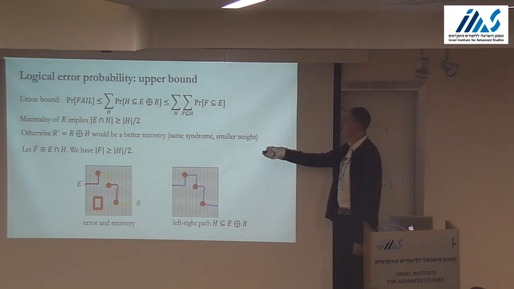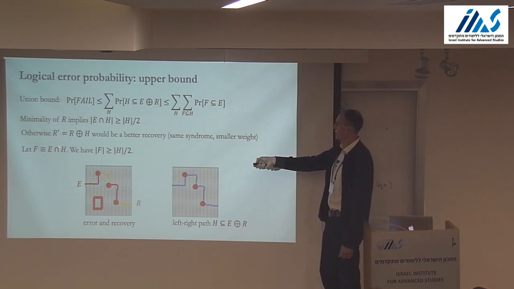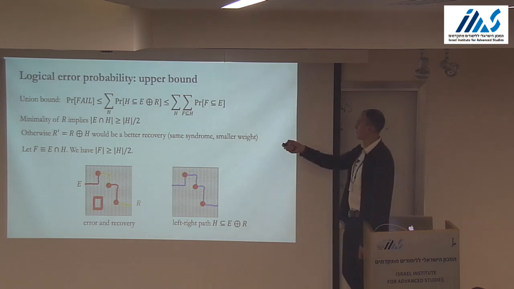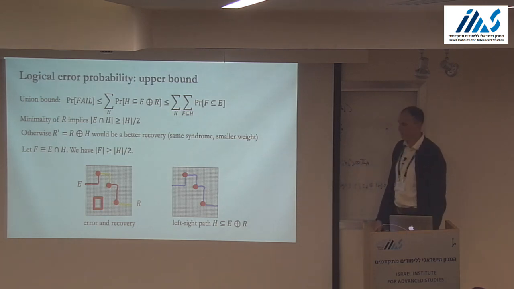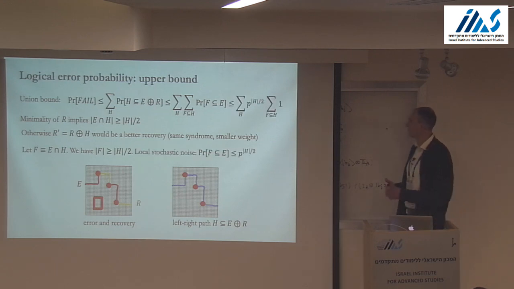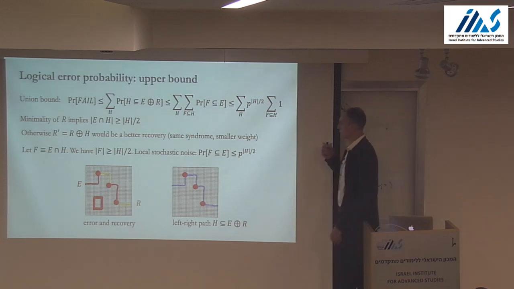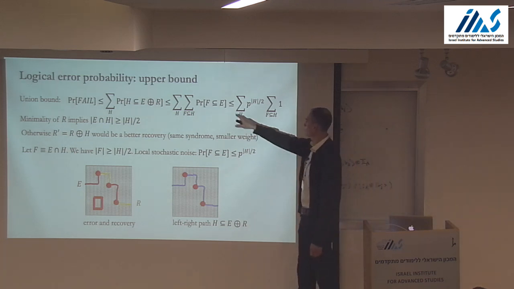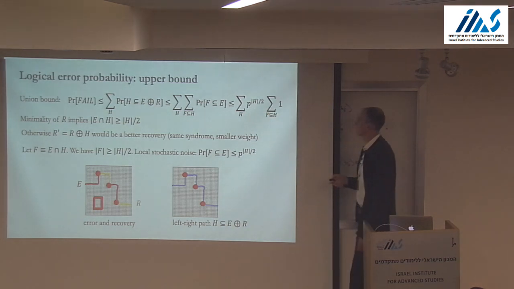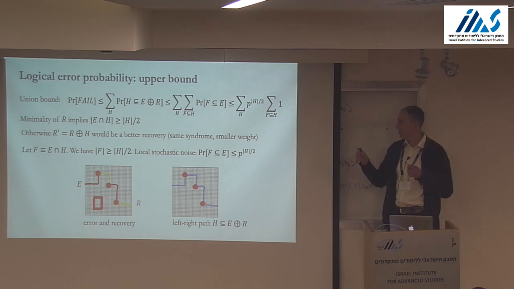Yes, so then we can define a subset of edges F as the intersection of error E and this path H. And again, we apply a union bound to get this upper bound. And then we use the definition of local stochastic noise to bound this probability by this quantity. So it decays exponentially with the length of the path h.